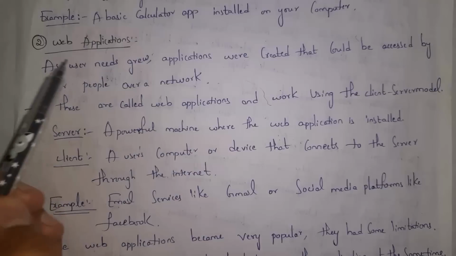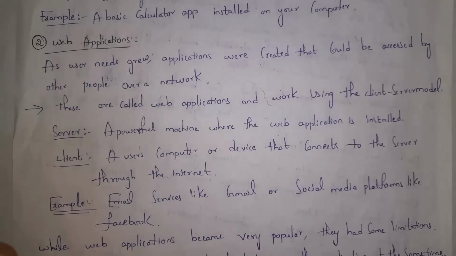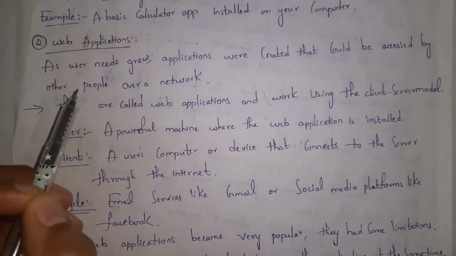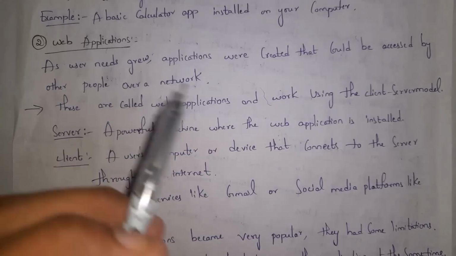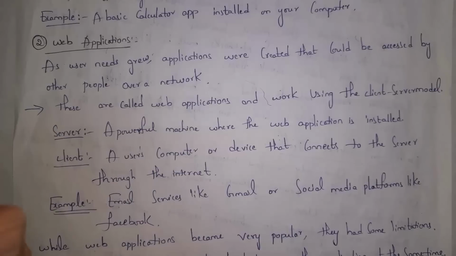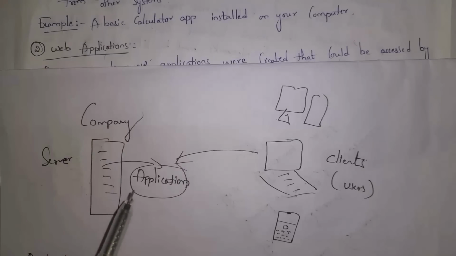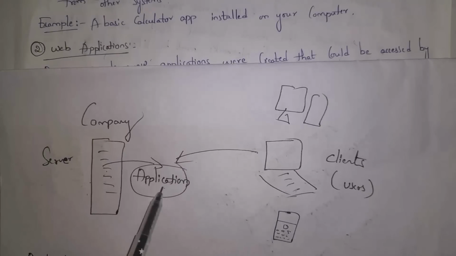Guys, at present, user needs are very high. So many different kinds of applications are created and many people are using those applications on the internet. So applications which are accessed by using the internet, we call those applications web applications. And these web applications work based on the client server model. Guys, applications are present on the company server and users will access this application by using the internet. And we call these users clients.